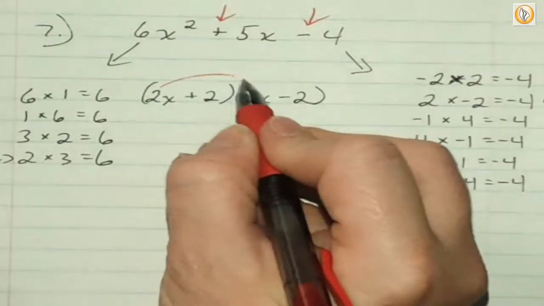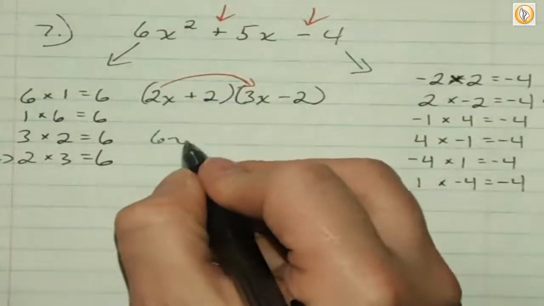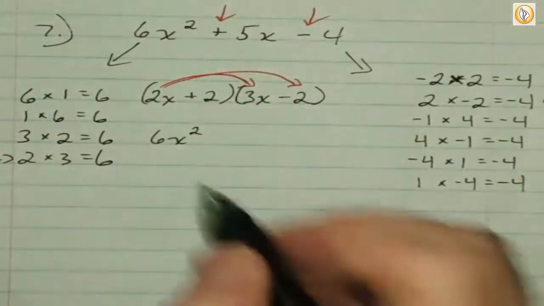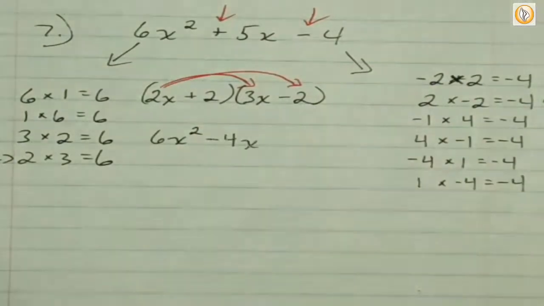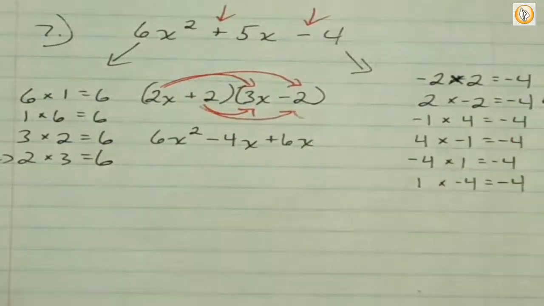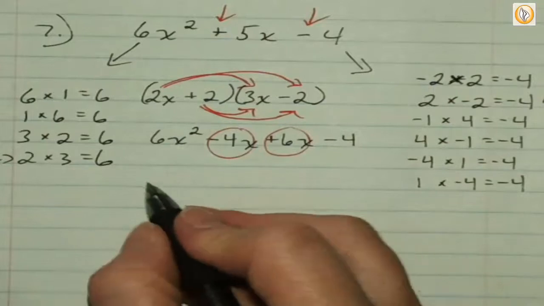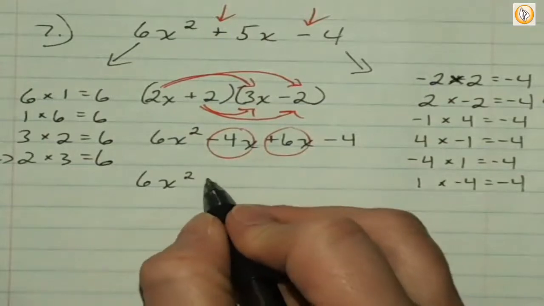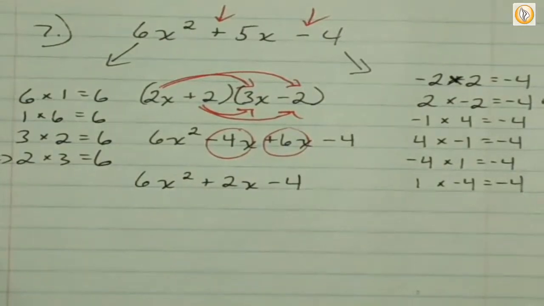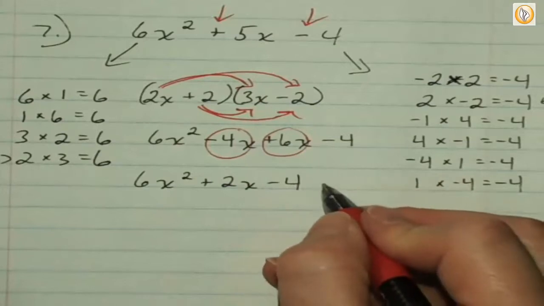All right, so I have 6x squared. And then I have negative 4x. I have 6x and negative 4. Here are my like terms. So I have 6x squared plus 2x minus 4. Does that check? Write this down. It does not check.